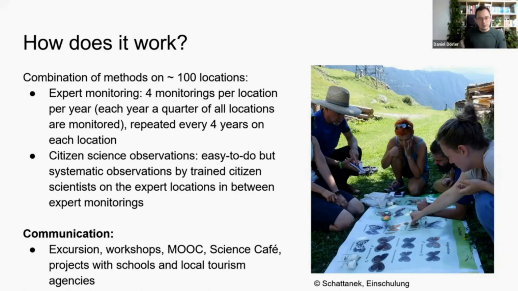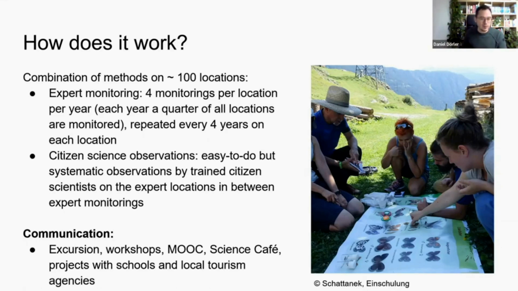And in between these years, the citizen scientists can also do some systematic observations, which is easier to do, but they still have to be trained to do this. So on the one hand, you have the expert monitoring data every 4 years, and in between you have the citizen science observations.